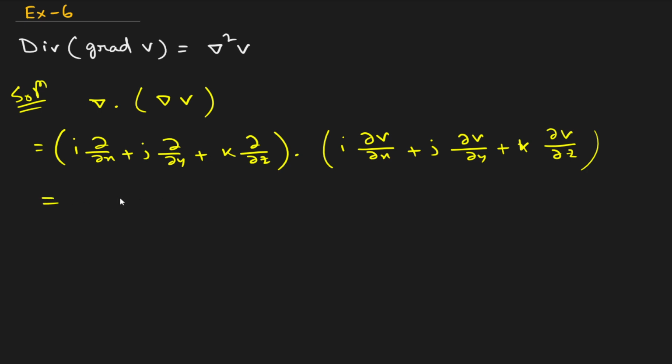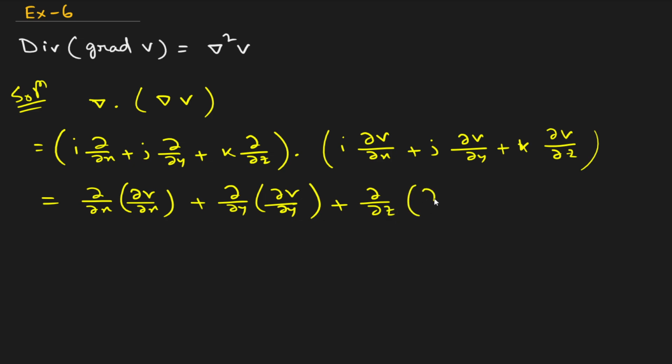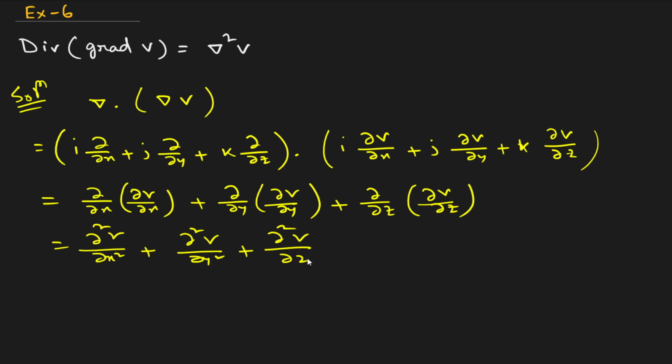Now if you do the dot product, what will you get? You will get del/del x of del v/del x, del/del y of del v/del y, and then del/del z of del v/del z. So this is nothing but del squared v/del x squared, del squared v/del y squared, and then del squared v/del z squared. So this we can write as nabla squared v. This is called the Laplacian operator.